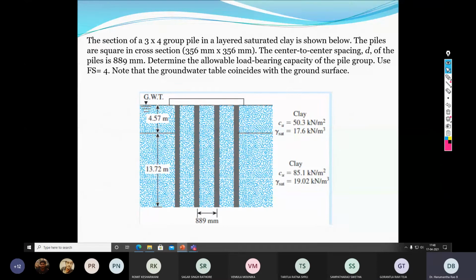So there are two layers. The first layer has a thickness of 4.57 meter, and the second layer has a thickness of 13.72 meter. So this is the pile group. In one direction, you can see there are 4 piles. Opposite to this screen, there might be another 3 piles. So it is 3x4, a total of 12 piles.